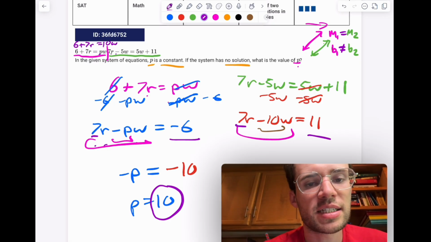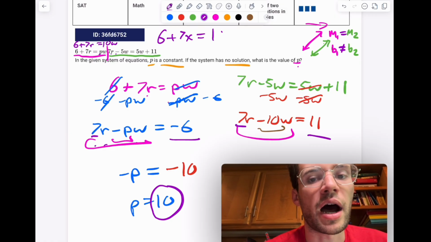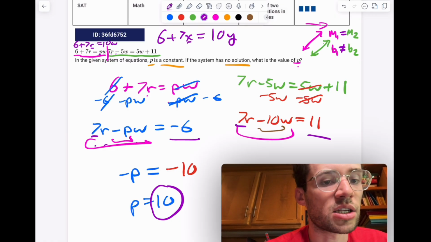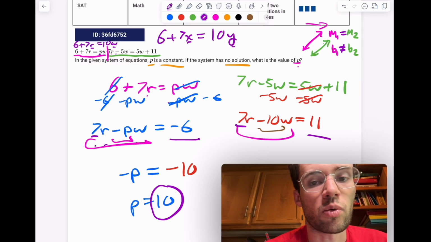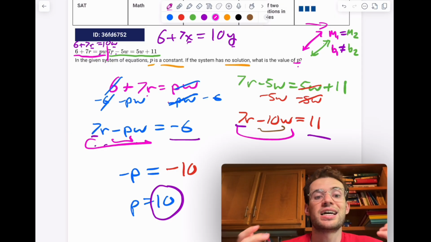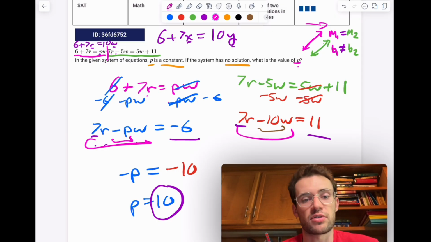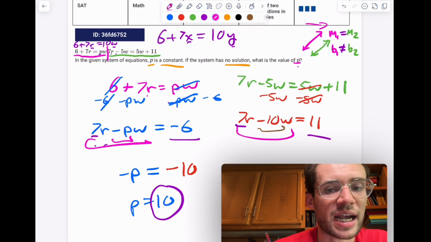All right, so we'll type them into Desmos as something like 6 plus 7x equals 10y. You can see I changed the r to x, the w to y. You could have done the reverse as well. You could have made it 7y equals 10x. Whatever you change them to, you have to change those same variables to the same things respectively. So again, we made r's into x's in this equation. So for the second equation, we have to do the same thing.